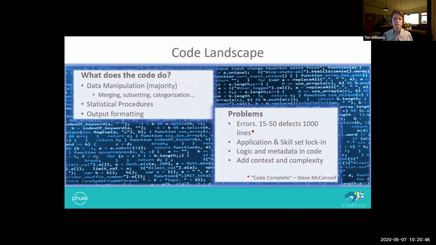We also lock ourselves into a specific application or programming language. Some SAS programmers do not want to learn R or Python. There's a lot of logic and metadata hard-coded into these programs. Code comments are used to document important decisions about program logic that affect the data and analysis. This may be the only place where these decisions are documented. Code is also used for adding context and complexity to the data that was either not captured at the time of collection or is relevant to the analysis and submission process.